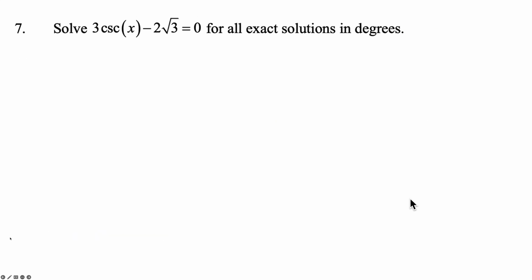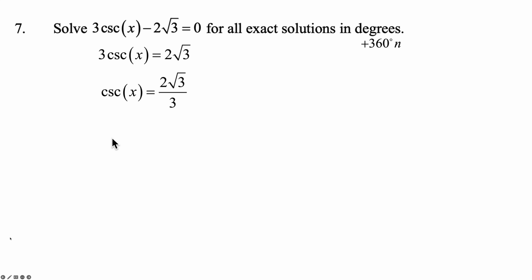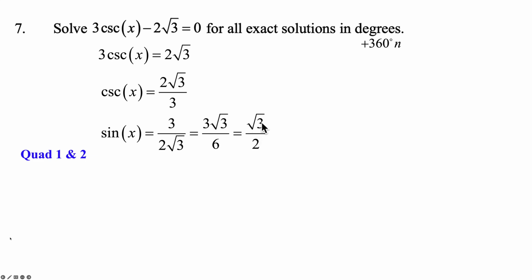Next, we're going to solve 3 times cosecant x minus 2 square root of 3 equals 0. So one trig function, find all exact solutions in degrees. So we're putting our plus 360 degrees in. Isolate the cosecant x. Let's add over the 2 square root of 3. Divide over the 3. Well, let's see. We want to flip this to its reciprocal. So that's going to be sine of x equals, flip this, 3 over 2 radical 3. Rationalize it. Multiply the top and bottom by the square root of 3. Then reduce the 3 into 6 to get square root of 3 over 2.